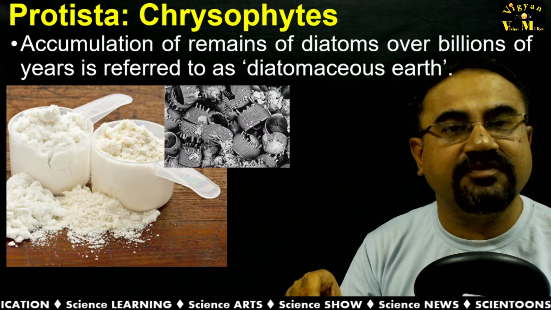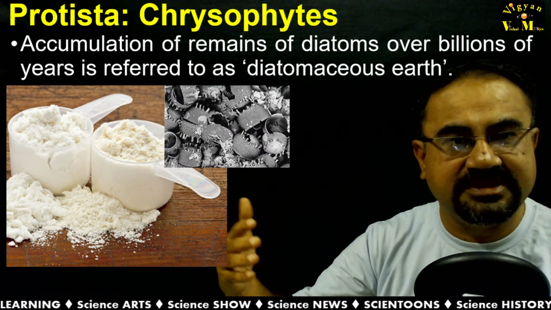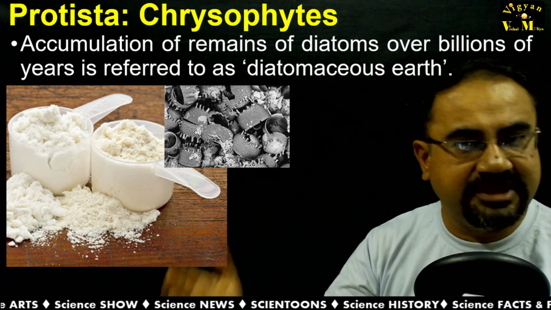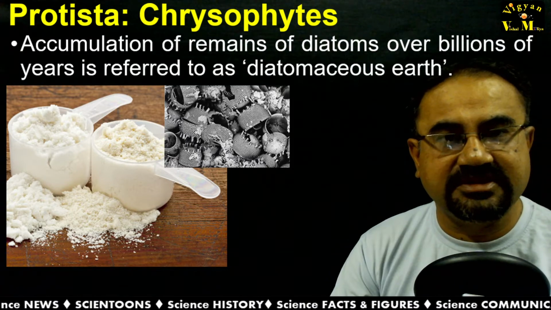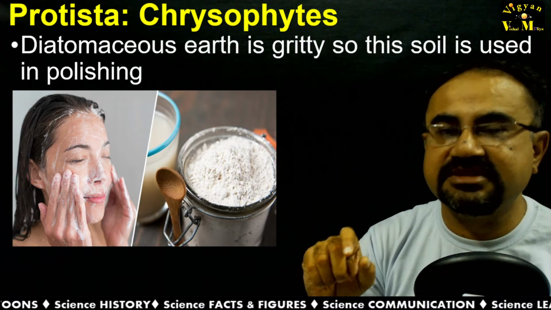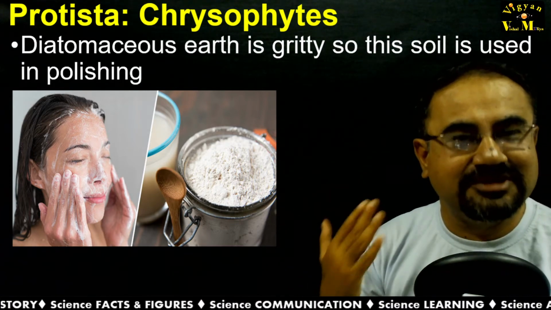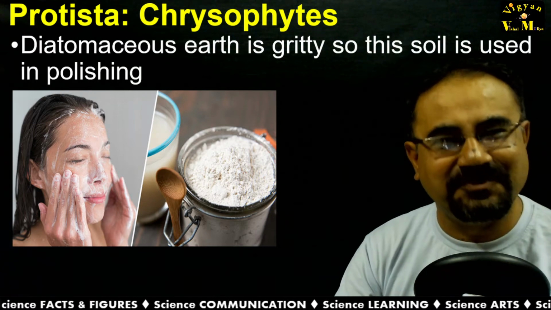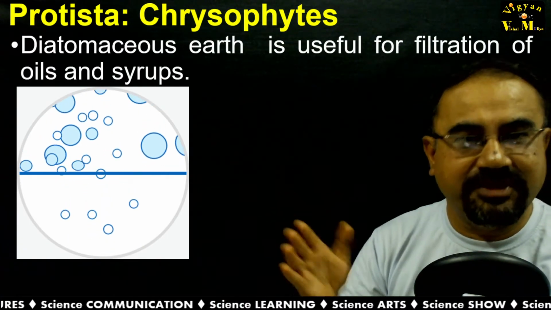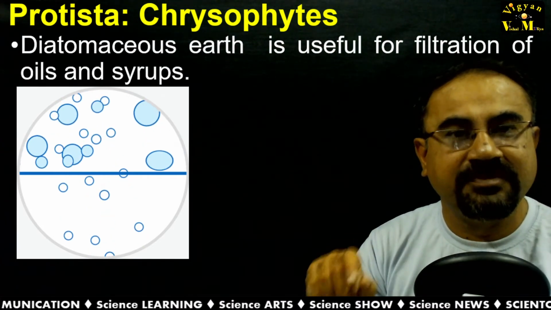This accumulation of the remains over a period of billions and billions of years becomes diatomaceous earth. In our South Indian region, this diatomaceous earth is found a lot. It is gritty, and that's why it is useful for polishing, even for face polishing. Because it is inert in nature, it can be used for filtration of oil and syrup-like material.